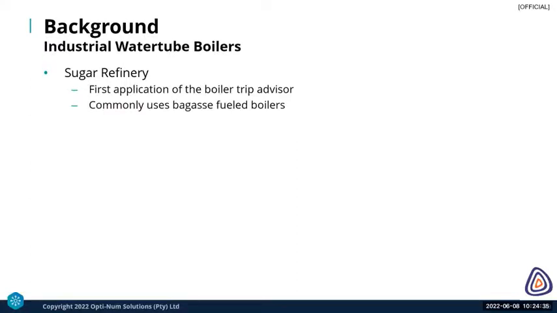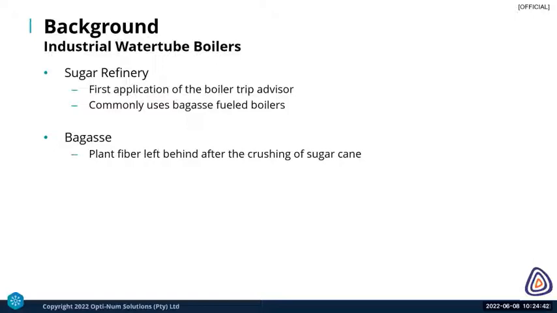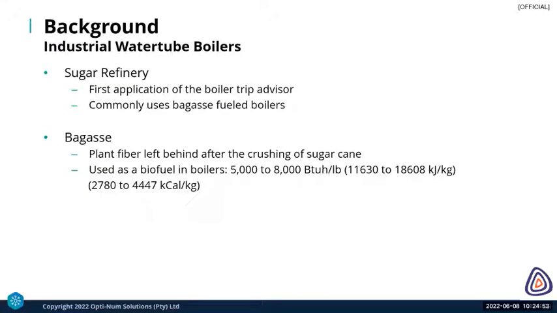What's particular about sugar refinery boilers is they use bagasse as a fuel, as a biogas. That is the plant fiber left behind after the crushing of the sugarcane. After it's crushed, they squeeze the water out and dry it off and keep it in storage until it's time to be burnt. It actually has quite a substantial calorific value, so it is quite an efficient biofuel. Theoretically, sugar mills produce more energy than they consume. That's pretty cool.